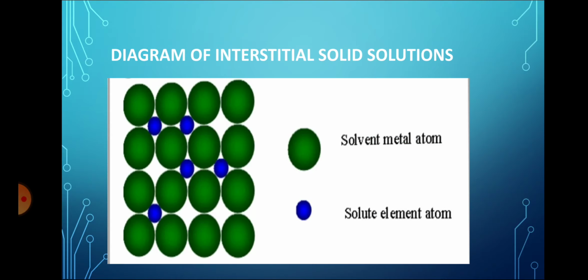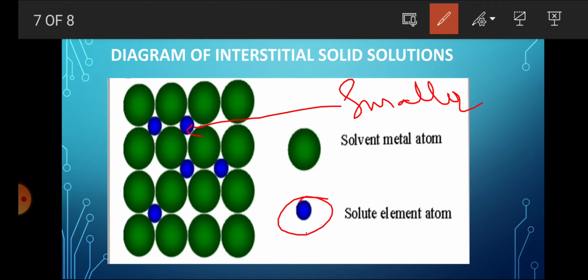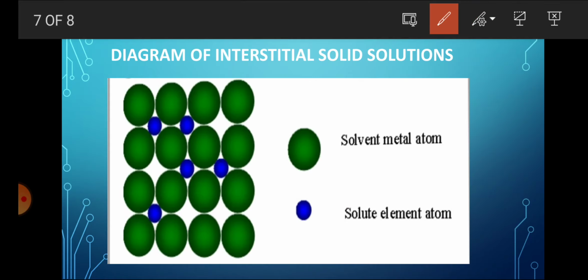So let's see the diagram of interstitial solid solutions. You can see that the atoms are present in the voids. These blue atoms are the smaller ones; they are solute molecules, and the bigger ones are the solvent metal atoms. These are the interstitial spaces, where they are present. Okay students, this is the other category.